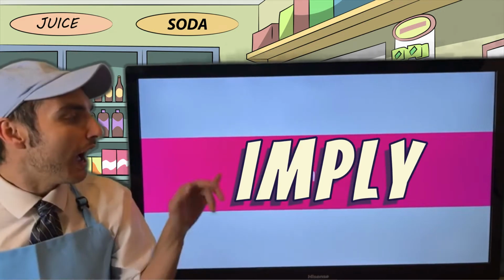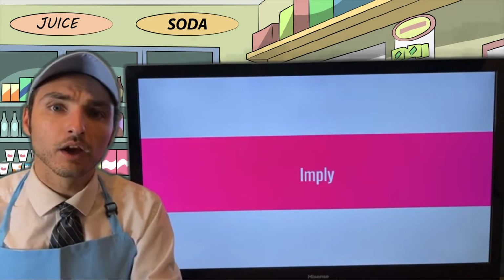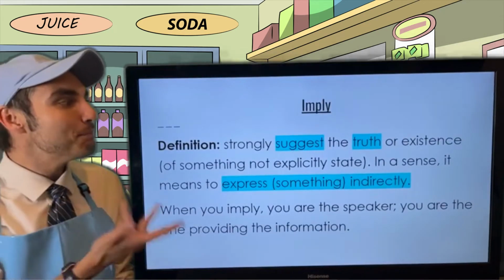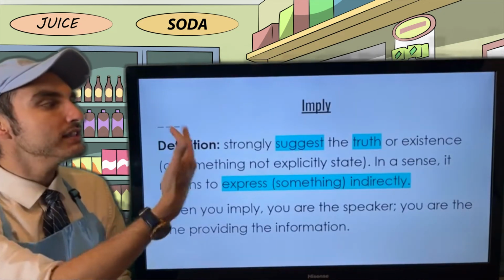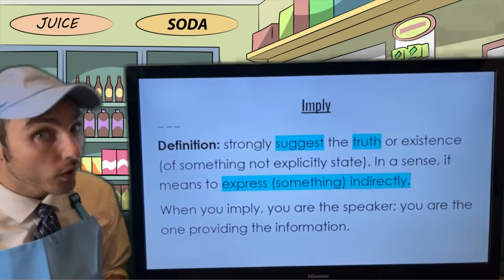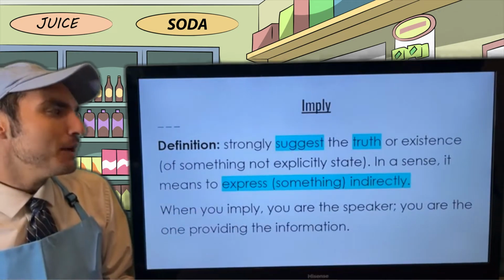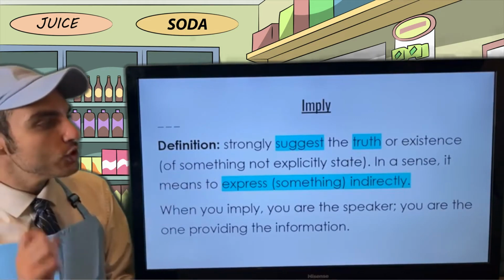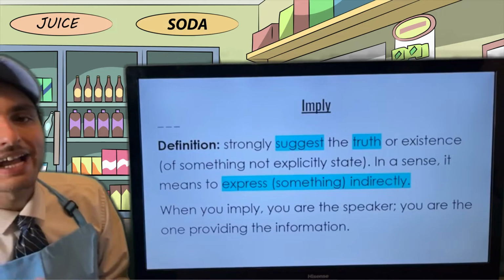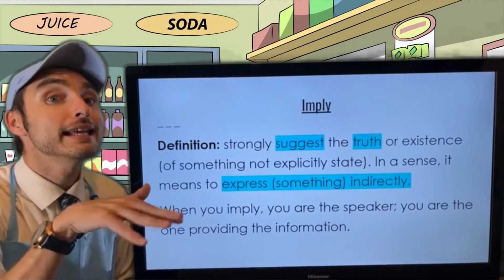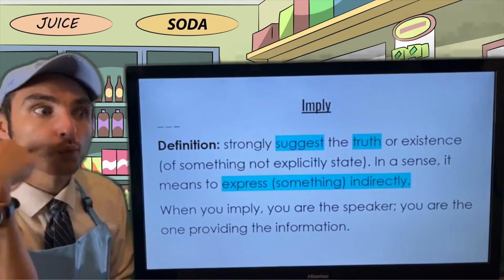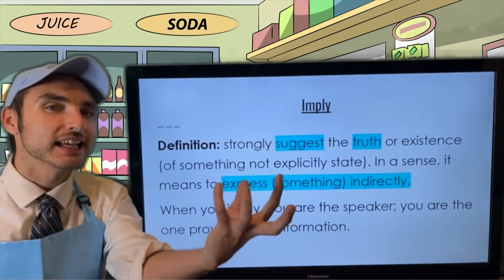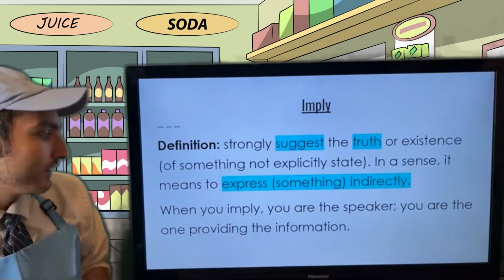Imply. I-M-P-L-Y. What does imply mean? Let me go ahead and show you. Imply means to strongly suggest the truth or the existence of something, but not explicitly. In a sense, it means to express something indirectly. It's going hint, hint, nudge, nudge, realize this, but you're not explicitly saying it. You're not directly saying it.